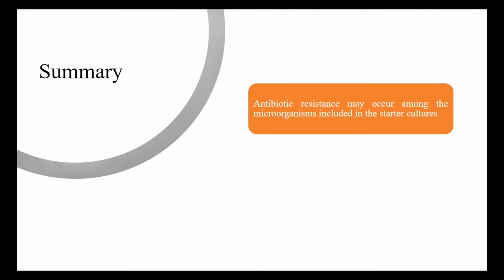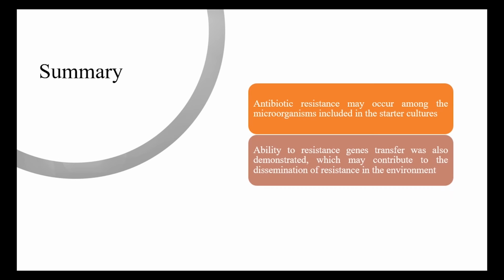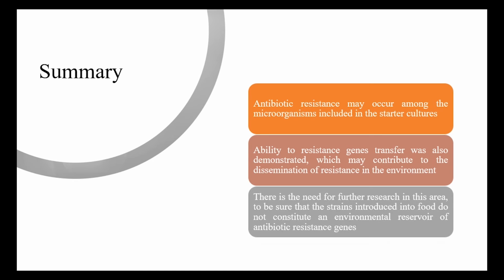In conclusion, antibiotic resistance may occur among the starter culture's microorganisms. The ability of resistance genes to transfer was also demonstrated, which may contribute to the spreading of the resistance in the environment. This indicates the need for further research in this area, to be sure that the strains introduced into food do not constitute an environmental reservoir of antibiotic resistance genes.